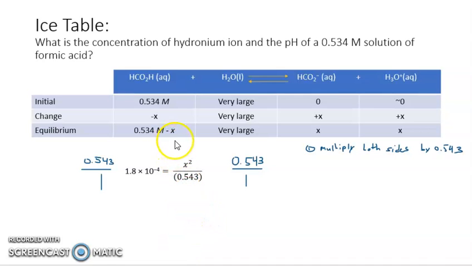So using the simplifying assumption that x is negligible, the denominator just becomes 0.5. And I apologize, I have the same typo here. It's not 543, it's 0.534.